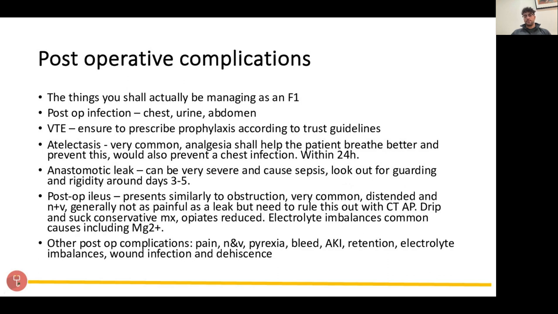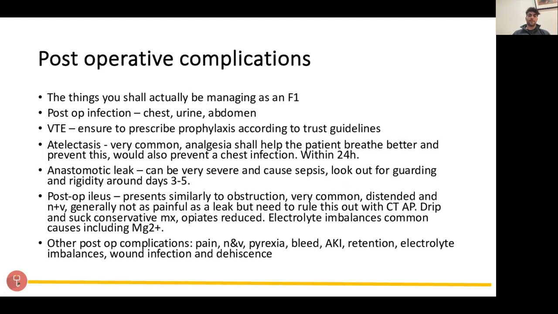Post-op ileus presents similarly to obstruction. It's very common, and can also present similarly to an anastomotic leak, given the distension, nausea, vomiting. But it's not quite as painful as a leak, but you need to rule this out with a CT. Again, the management is drip and suck, just like an obstruction. Reduce the opiates and consider any electrolyte imbalances that could be causing this.